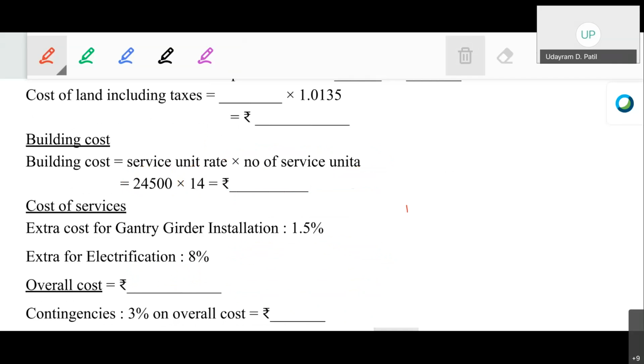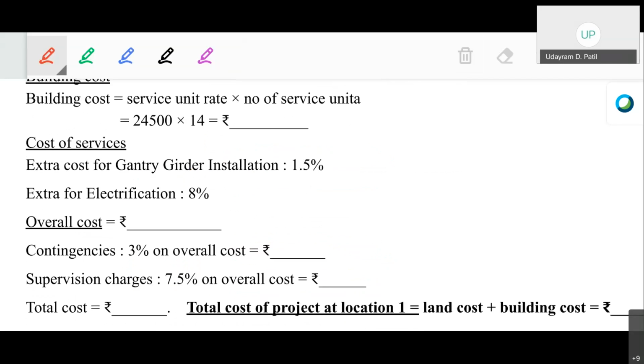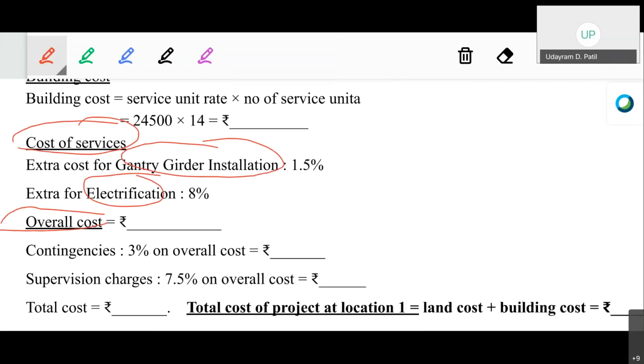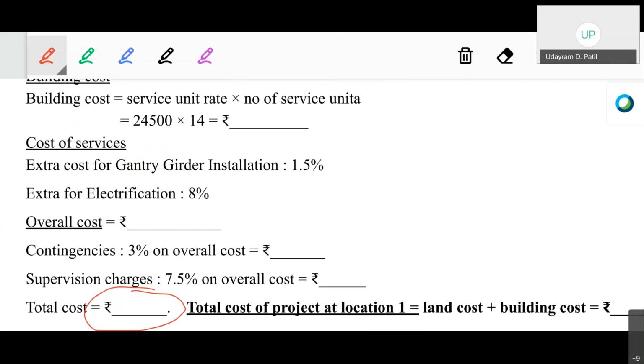Okay. Now again, same procedure तुम्हाला follow करायचे आहे. The extra cost for the cost of the services will include the gantry guard installation and the electrification. And on that overall cost calculate the contingencies and the supervision charges. And the total cost of the particular building, total building cost calculate करायचं. Total cost किती होतो तुमचा मी सांगतो तुम्हाला.